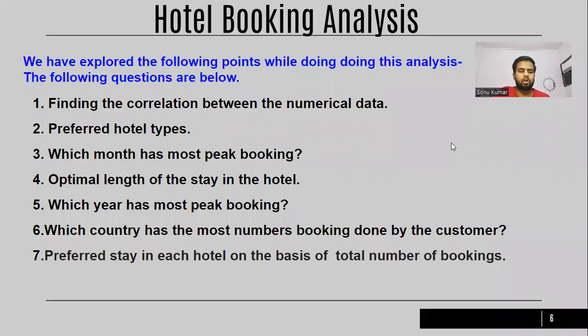Now, as we discussed in our previous slide, we analyzed some important questions in this project. The very first thing we did was find the correlation between the numerical data. Then we found out the preferred hotel type. Then we found out which month has the most bookings. We also analyzed which year has the most bookings, which country has the most number of bookings done by customers, and the preferred stay in hotel on the basis of number of bookings.